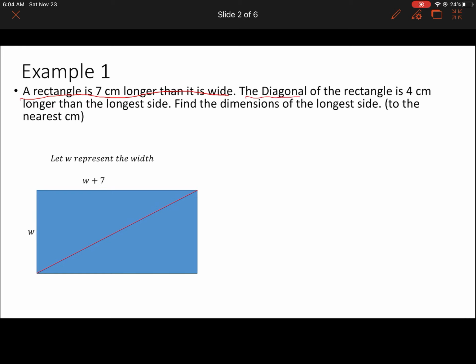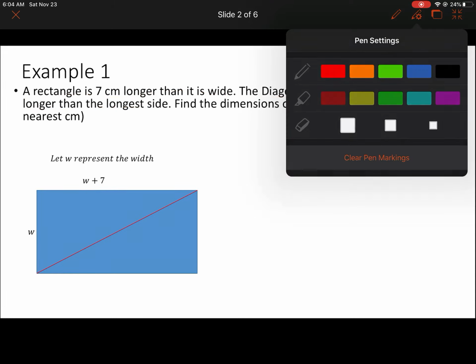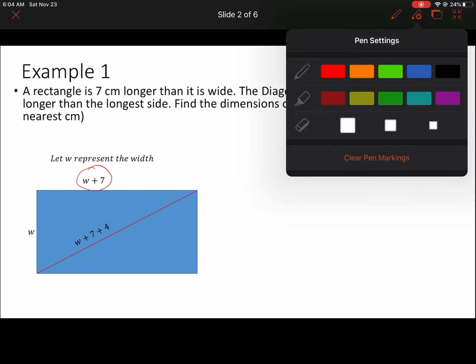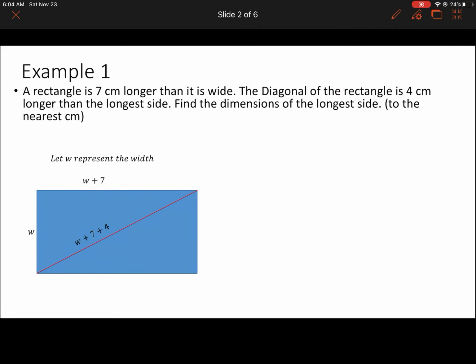The diagonal of the rectangle is 4 centimeters longer than the longest side. The longest side is that. So that's the longest side's length, and it's 4 centimeters longer. Find the dimensions of the longest side. So, what is that longest side?